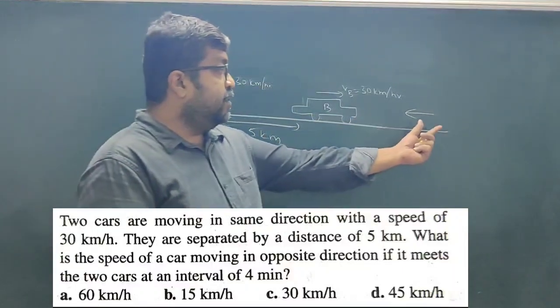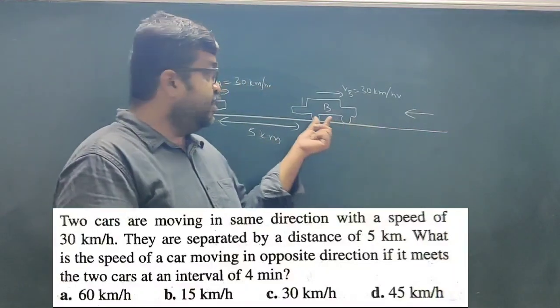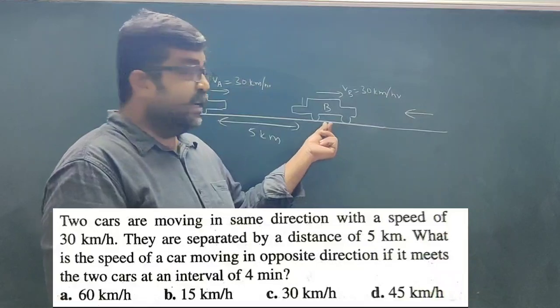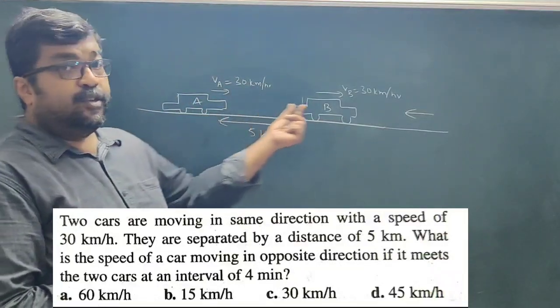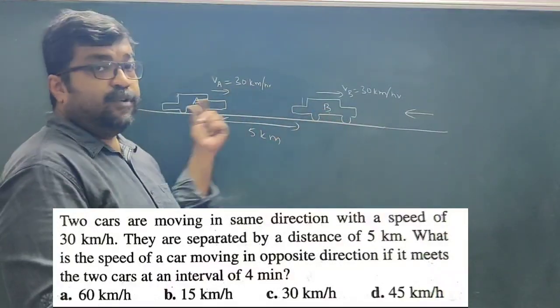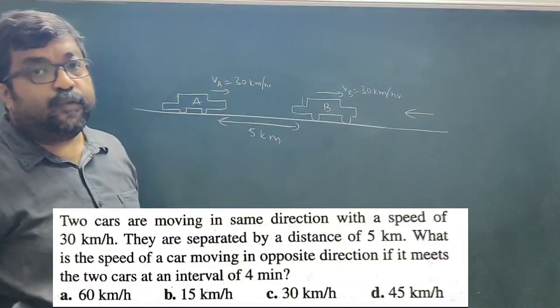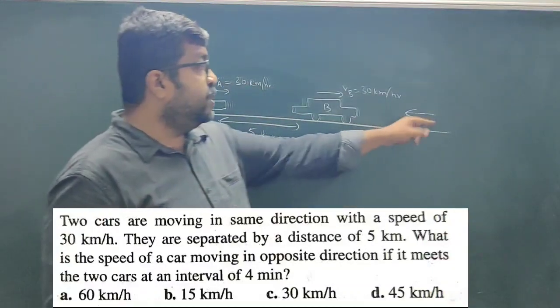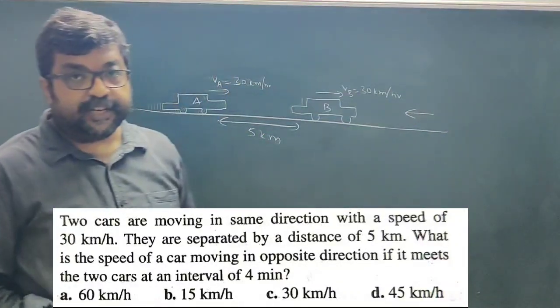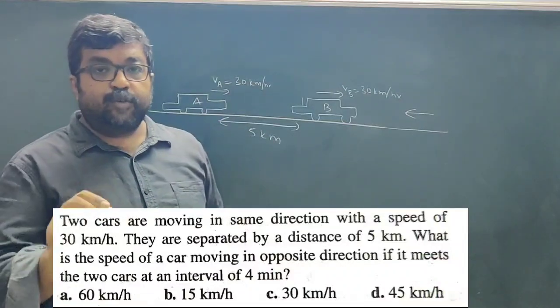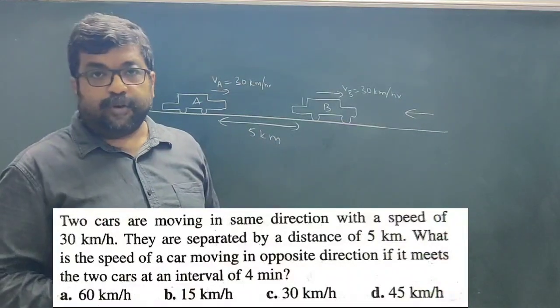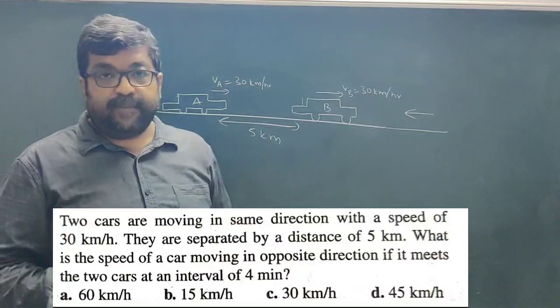So the car which is coming in the opposite direction crosses this car and then it crosses this car. So the time interval of crossing these 2 cars is 4 minutes. So you have to find the speed of the car which is coming in the opposite direction. This is the question. So you may pause the video and try this question on your own and then verify my solution.